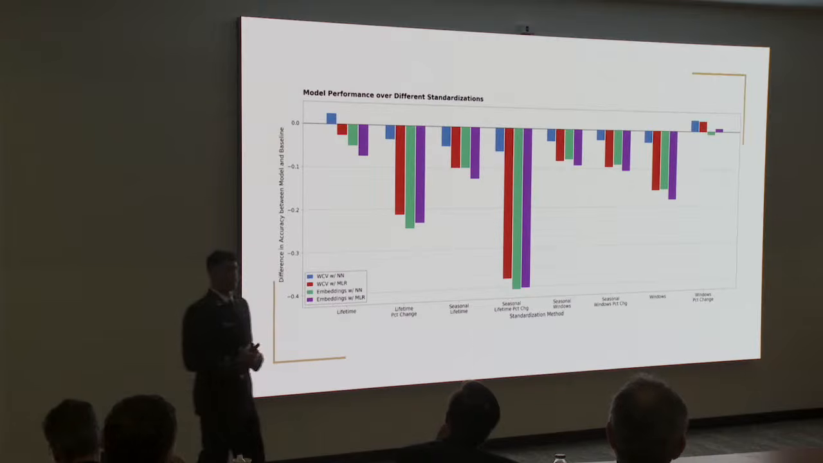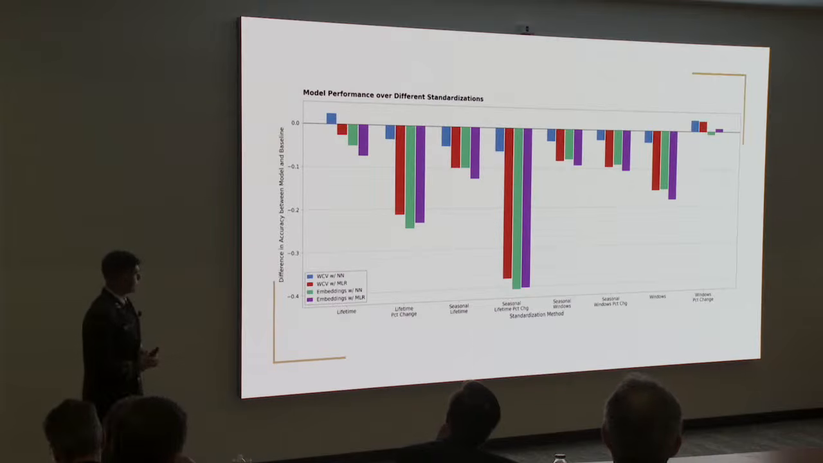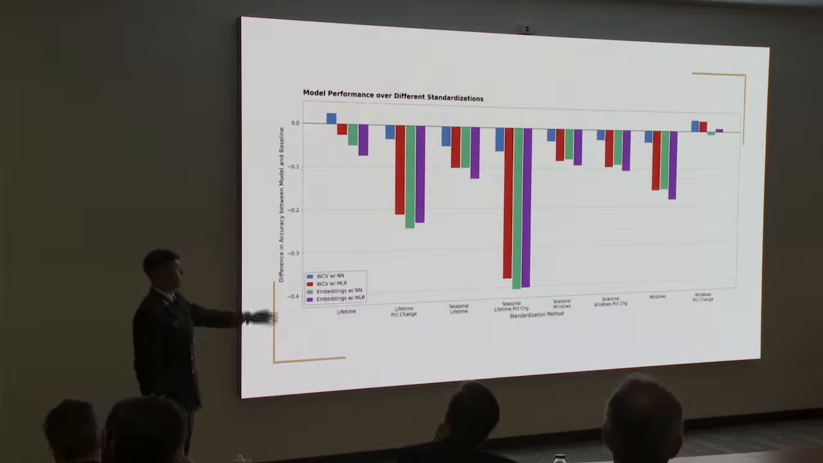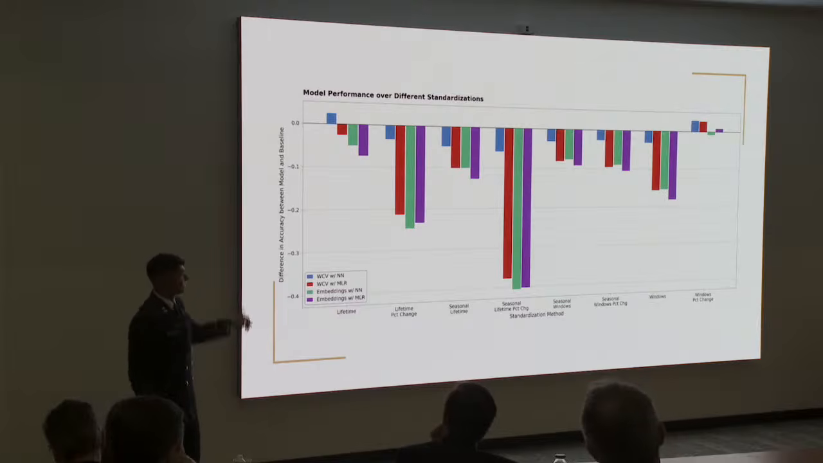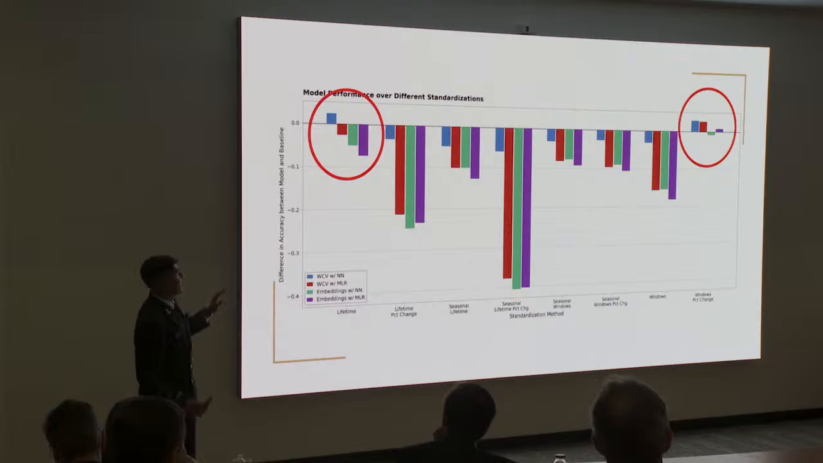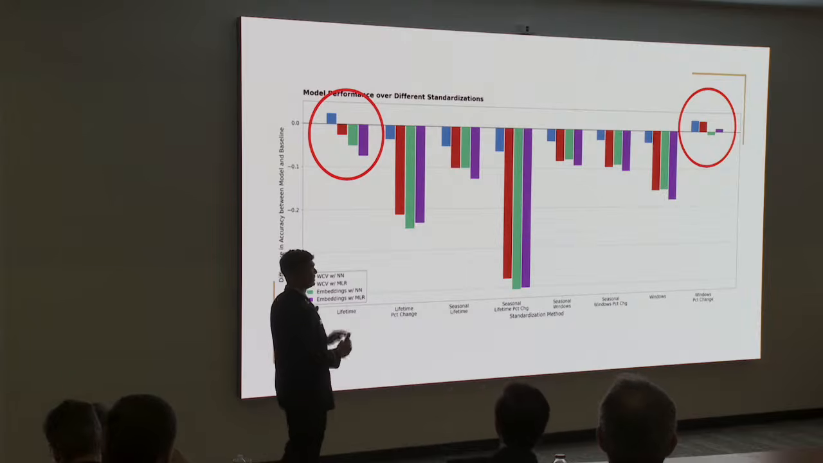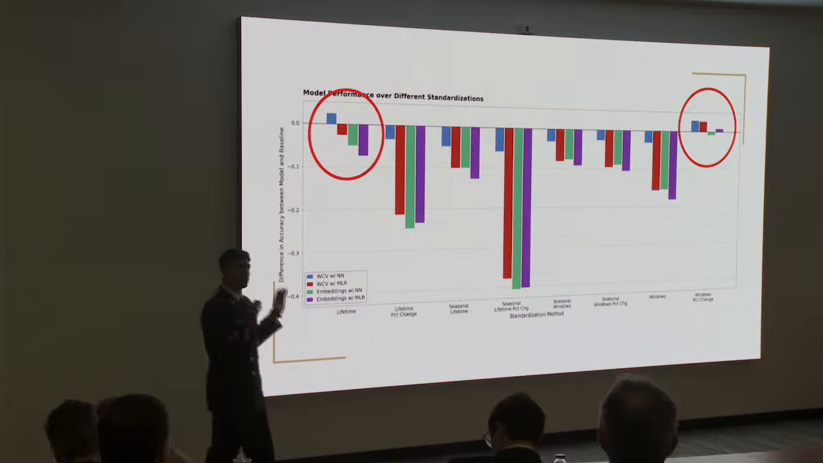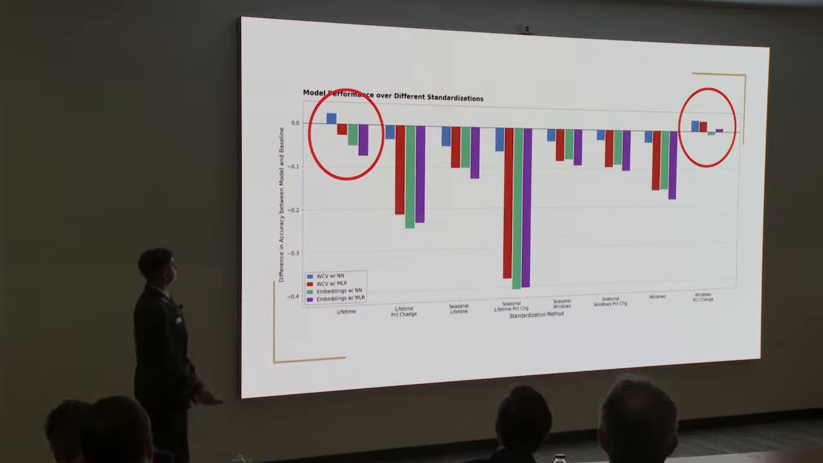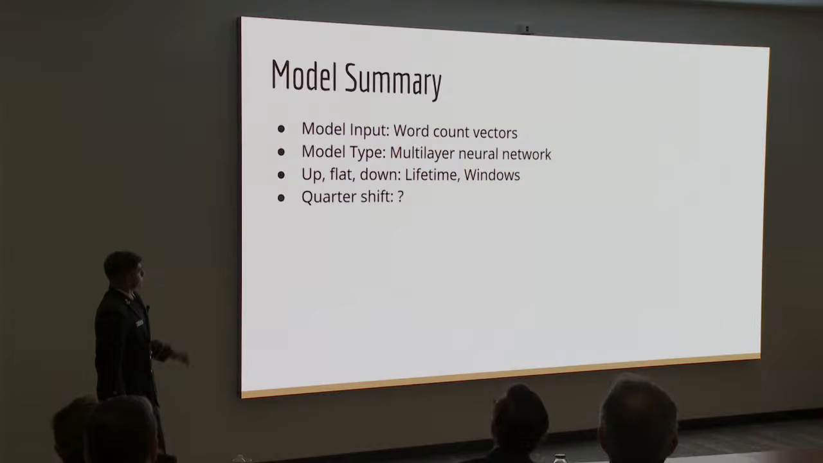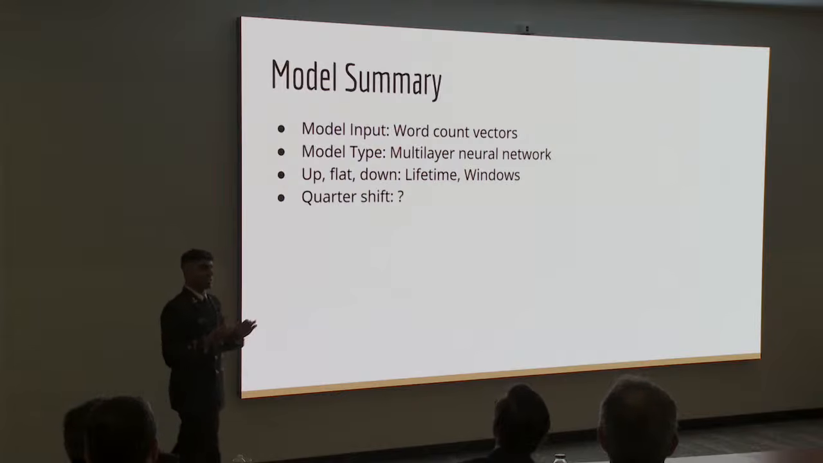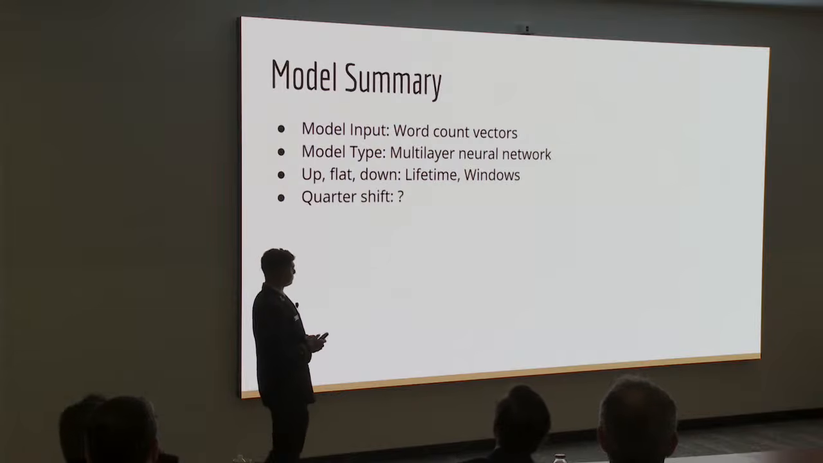But let's go to our up, flat, down definitions. Each one of these shows a different way to define up, flat, down, and we found that the two on the end had the best accuracy over the baseline, and that's kind of what we want to work with. We're going to make these models the best. And so lifetime and windows percent change, those are the two models that we're going to work with.